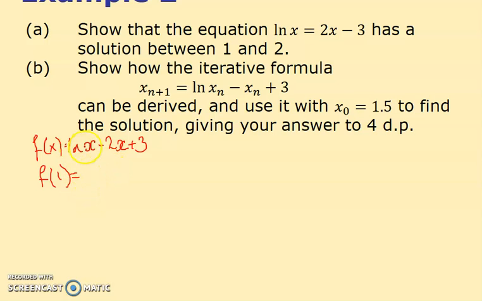So that is log of 1. I can do it out of that calculator. Minus 2 1s plus 3. So this is plus 1.